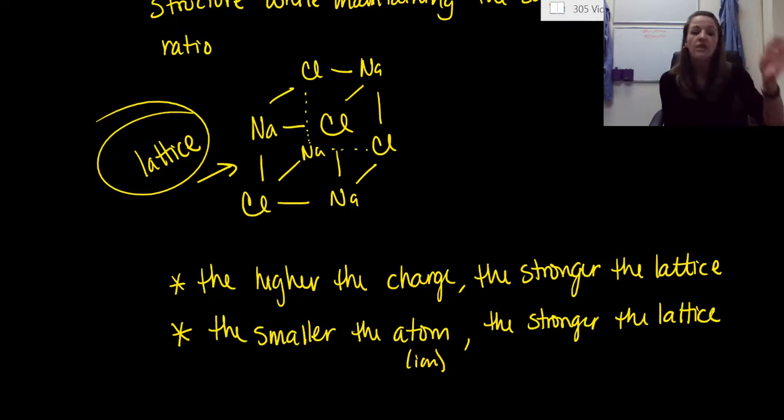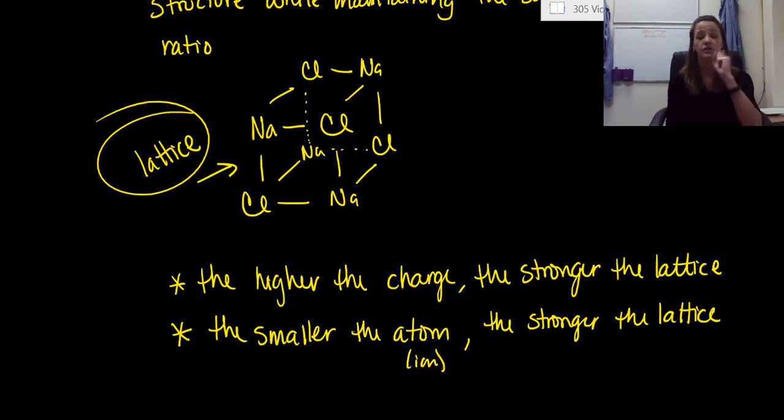So in theory, the smaller the atom or your ion, the stronger the lattice, because you're going to be able to pack more charge together. So you can fit more sodiums and more chlorines together. They can all come together. Now that's a lot of positives and a lot of negatives all brought closely together, and that is a strong lattice.